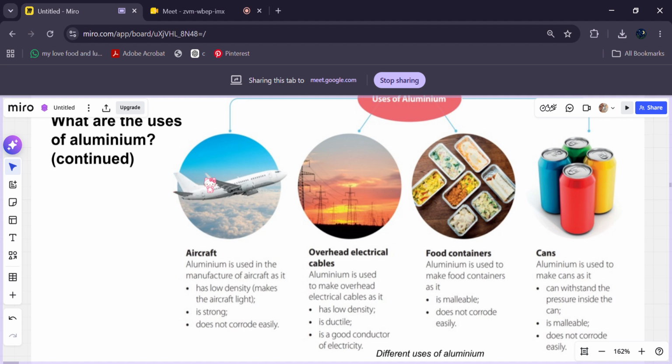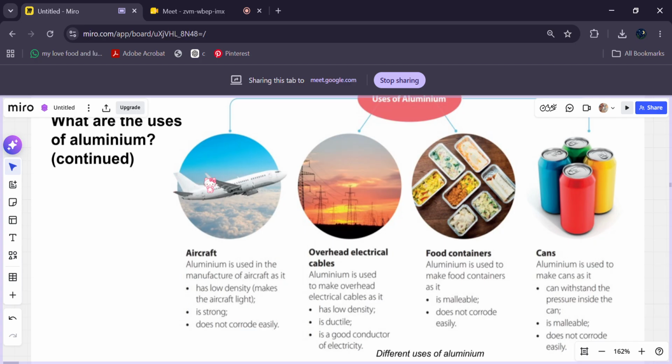aircraft? Aluminium is used in the manufacture of aircraft and it has low density. This causes aluminium to be very light. So that means it will be better to make airplanes using aluminium other than other metals which tend to have large density. Aluminium is also a strong metal. It doesn't get damaged very easily. And it does not corrode easily either because of the thin layer of aluminium oxide.